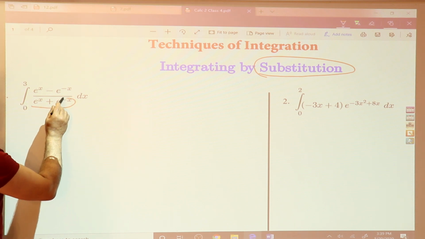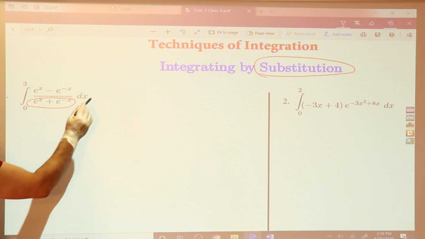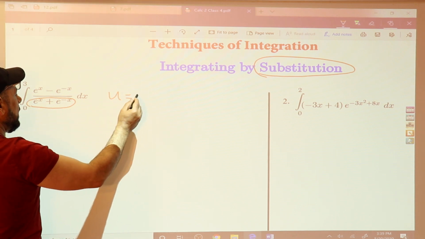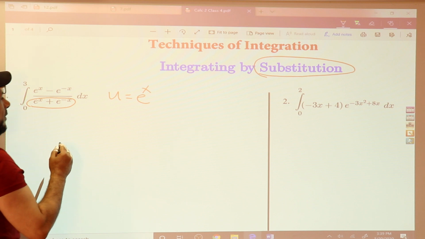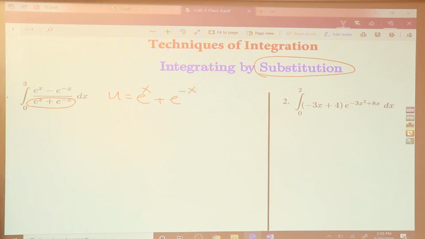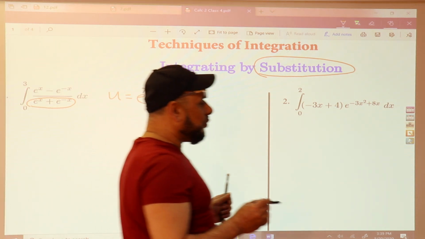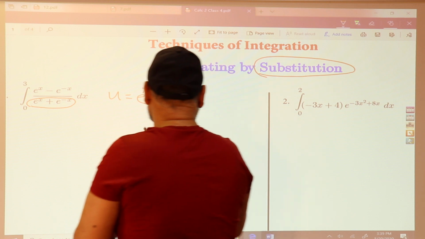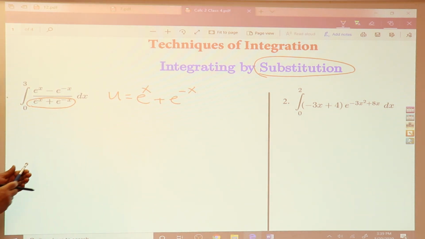Look at the bottom. The bottom is u. u equals e to the x plus e to the negative x. This is u. The first step is to find which function is u: the function that, if you derive it, you get the other.